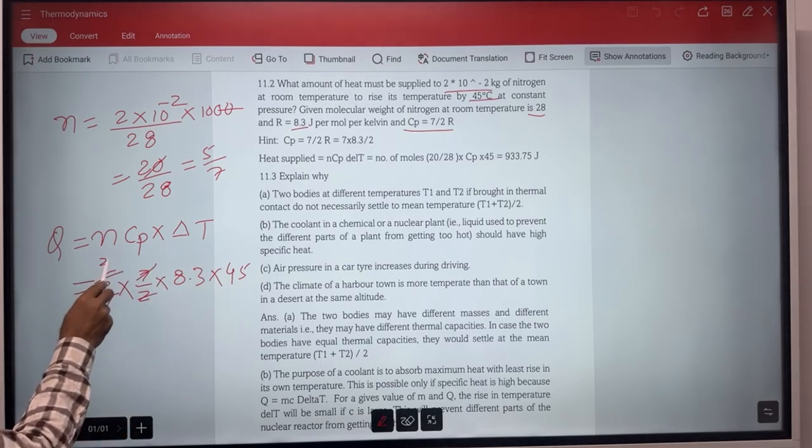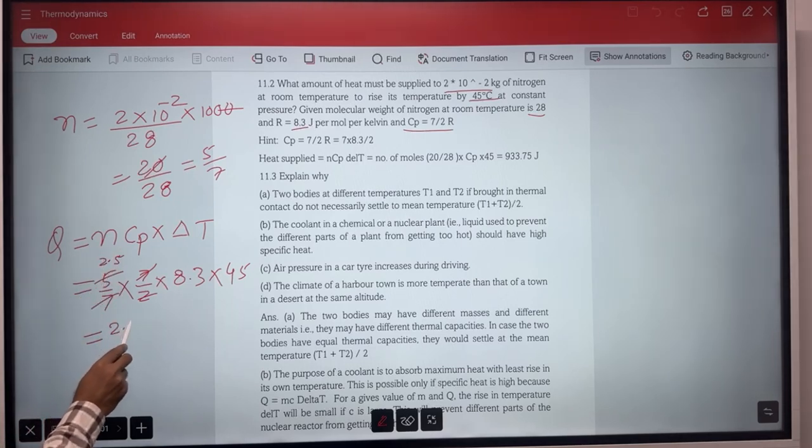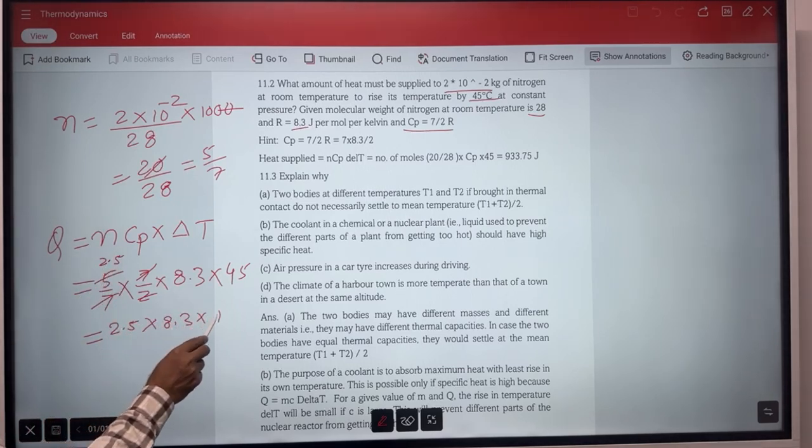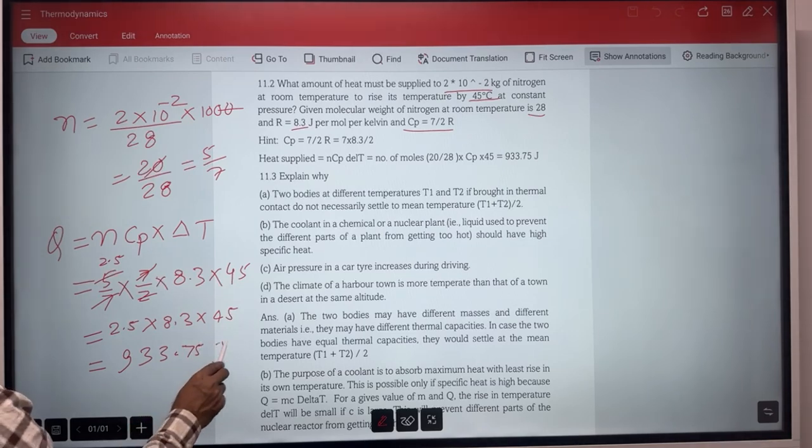This can be written as 2.5. So 2.5 multiplied by 8.3 multiplied by 45. Now let's multiply it. So if we multiply, we will get 933.75 joule. Question is simple.